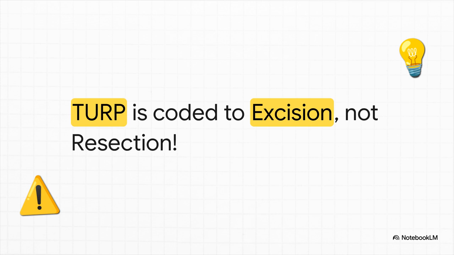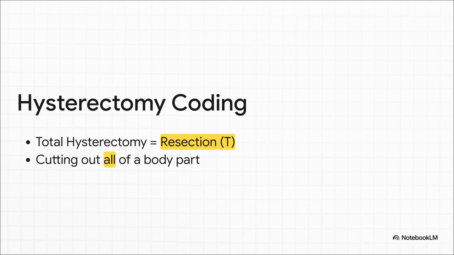title for the surgery. Moving over to the female reproductive system, let's take a quick look at hysterectomy guidelines. When an entire uterus is removed during a total hysterectomy, it perfectly aligns with the root operation resection, character T. Why? Because you are cutting out all of a specific body part.